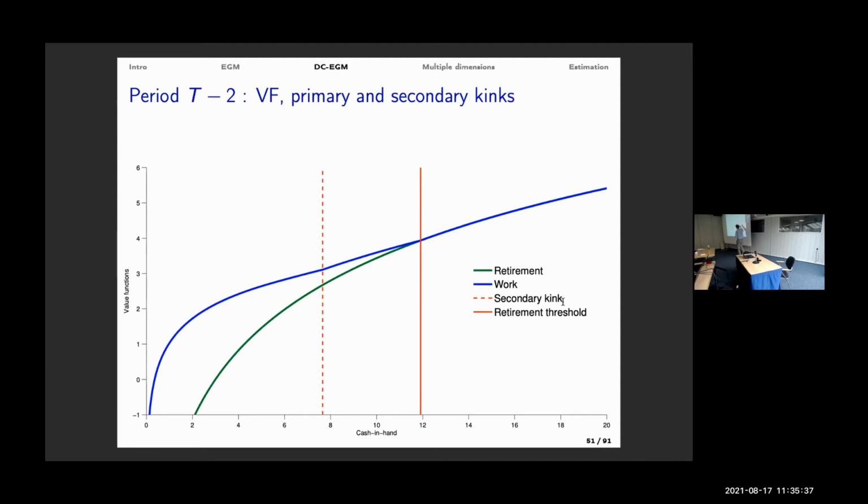So in capital T, we don't have this. We only have one kink. In capital T minus 2, because we have this kink in capital T, we have a discontinuity in the Euler equation and two solutions. And here we jump from one solution to the other. What's the economic interpretation? This is the exact point where you would be exactly at the kink in the next time period.